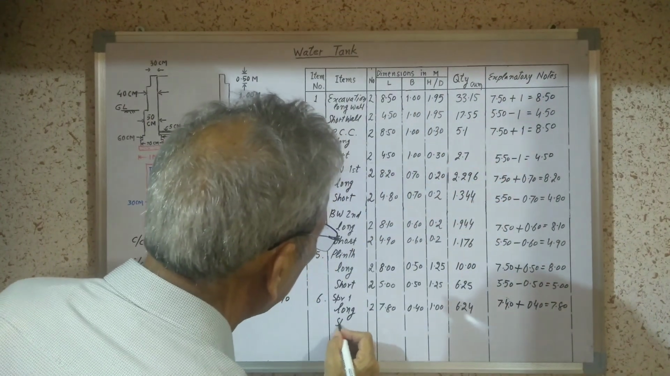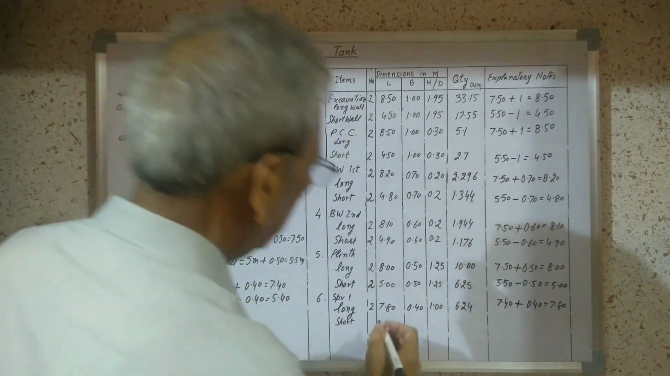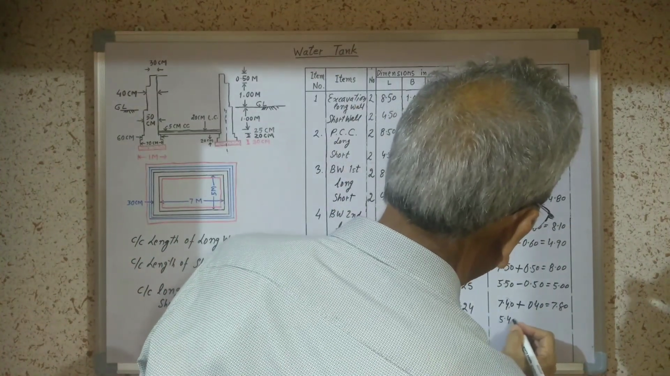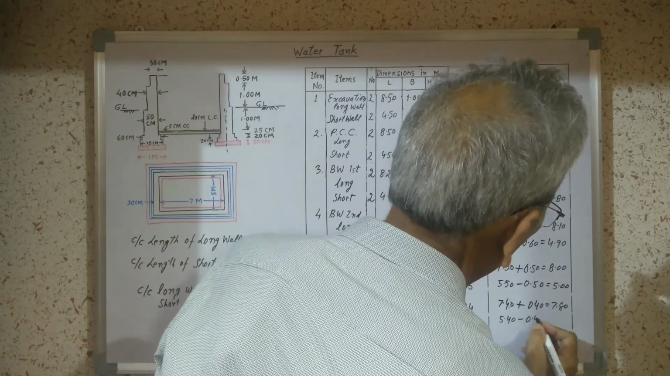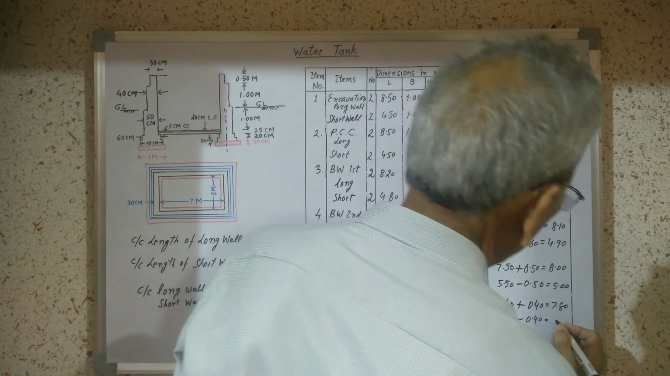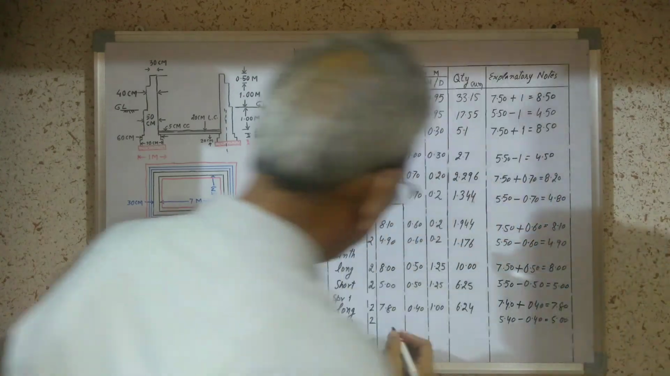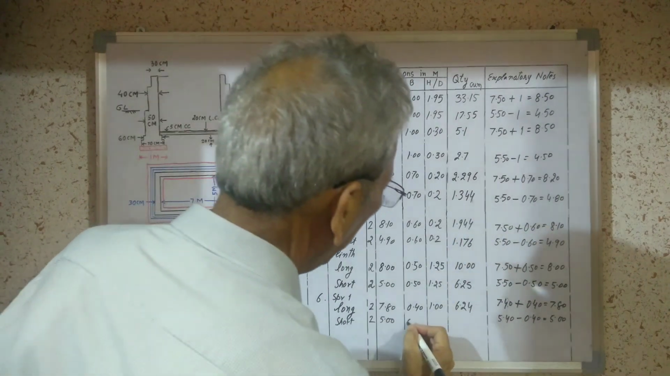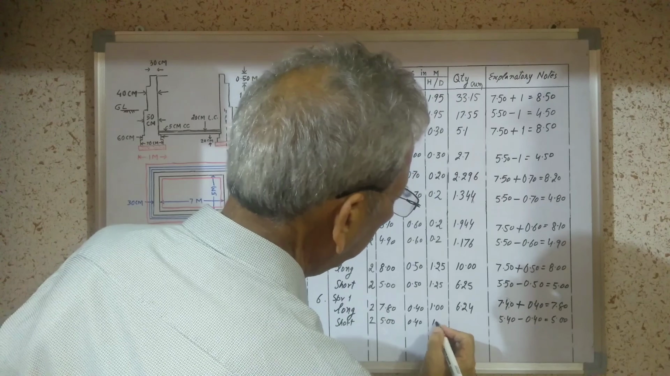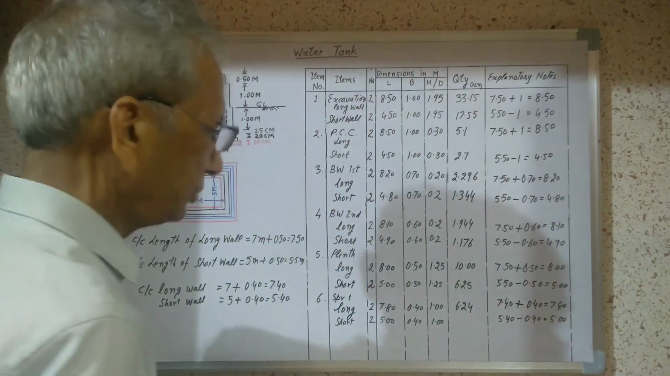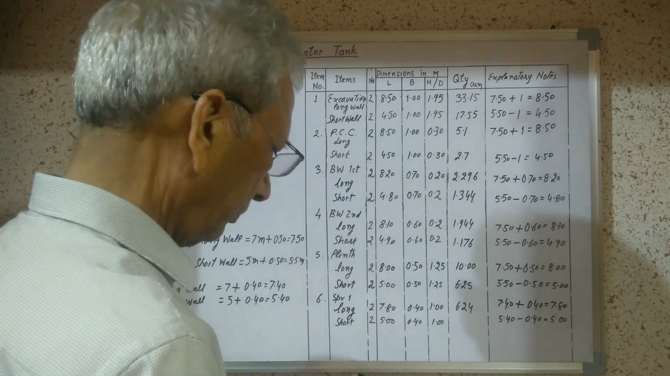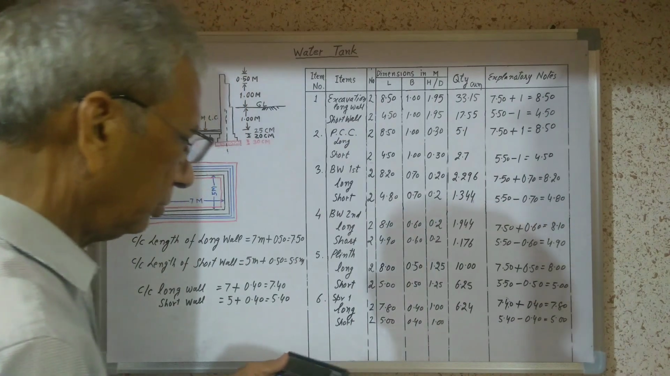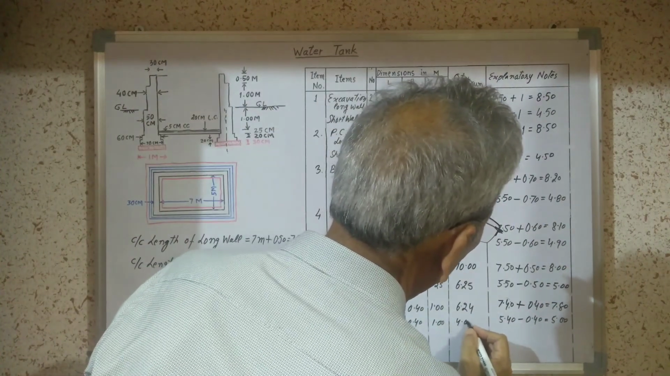Similarly, short wall. 2 number of short wall. Length will be 5.4 center to center minus 0.4. It will be 5 meter. Now we will write here 5 meter, and width is 0.4, height 1 meter, and the calculation will be 2 multiplied by 5 multiplied by 0.4 is equal to 4. It is 4 cubic meter.